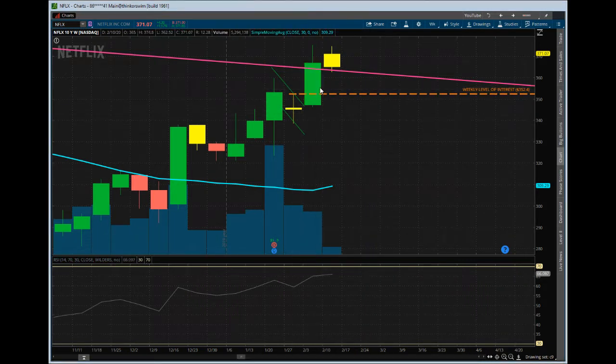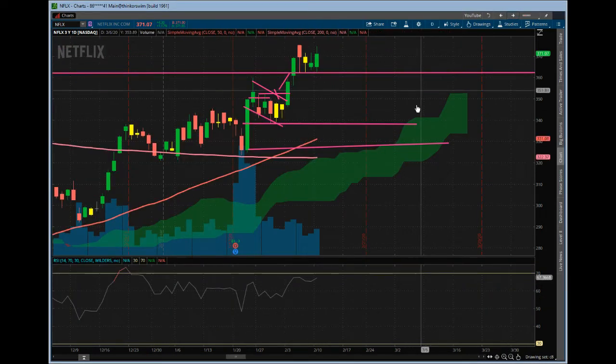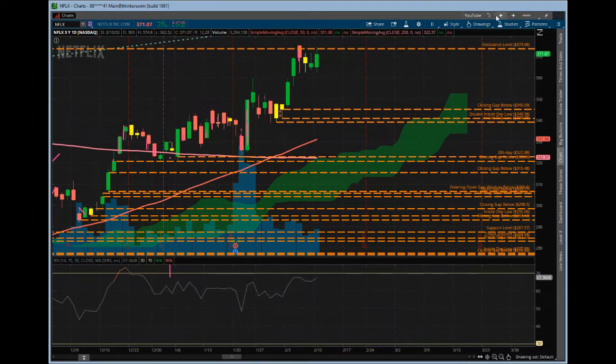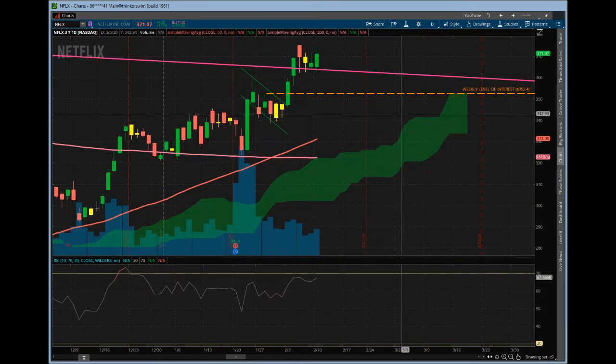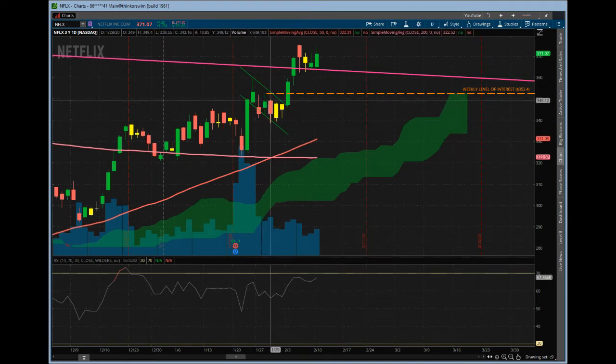So now let's look at the daily chart and see how that played out. Let's go to the daily, and this is exactly where it happened. I'm on C9, so let me pull that up here. There's your level of interest. Very interesting, we actually had a double inside day that was forming a bull flag on Netflix at this time.